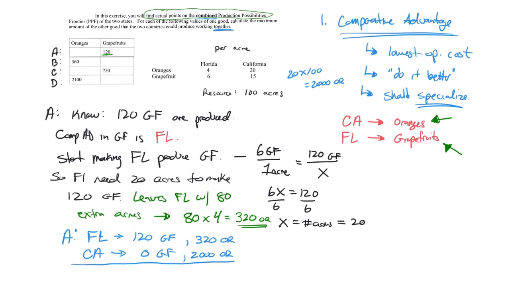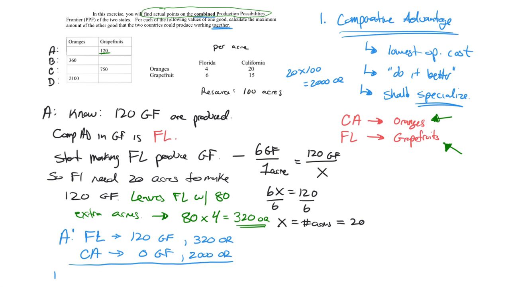All we do if we're doing this together is we're just adding them up. So we'll have 120 grapefruits, which we already know. And we've got 2,320 oranges. So that's how we know that this number, 2,320 oranges.